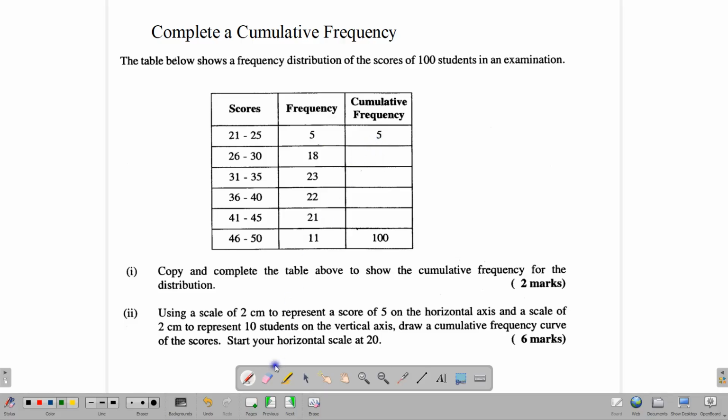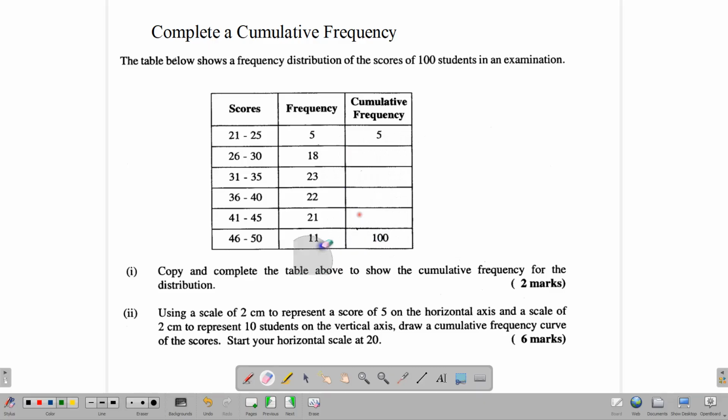So we're going to take this 5 and add it to the 18 and say 18 plus 5, and that gives us 23. And then do the same thing, 23 plus 23, and that gives us 46. And then 46 plus 22 gives us 68. And then 68 plus 11 gives us 89. So let me tidy this up and do it again.